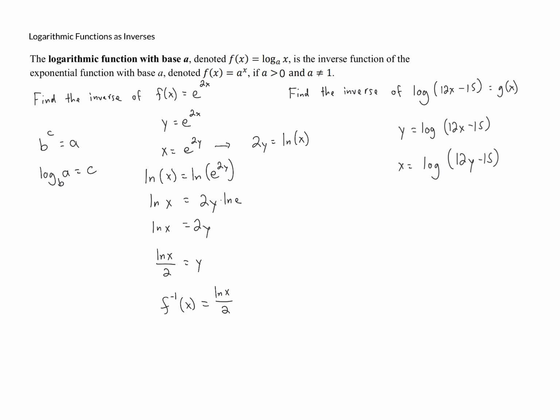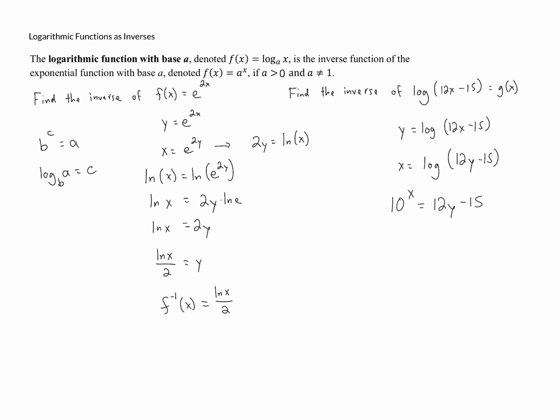And then at this point, we want to solve for y, but y is inside a logarithm, so we need to convert this to exponential form. And this, I think, is easier for some people than converting the other way. When we've got something as a logarithm, we take the base, which in this case is 10, and we raise it to the power that's on the other side of the equal sign, which is going to be x, and we set it equal to what's inside the logarithm. So in exponential form, this is 10 to the x power equals 12y minus 15.